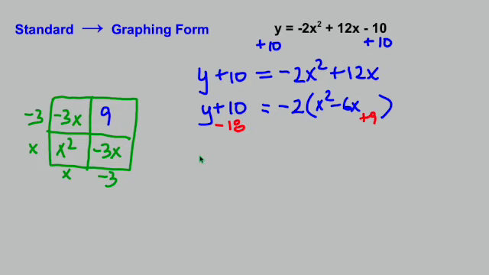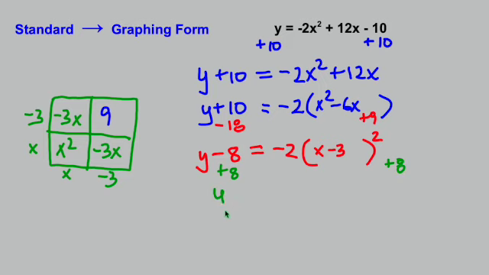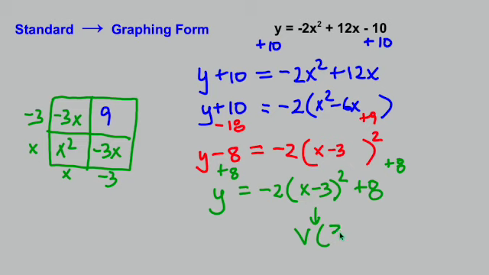I'm going to add these together. I get y minus 8 equals negative 2, and then I'm going to write x squared minus 6x plus 9 as a perfect square. So that will be the quantity x minus 3 squared. And then finally, to wrap this all up, I'm going to add 8 on both sides, and therefore I get y equals negative 2, the quantity x minus 3 squared, plus 8. And now that we're in graphing form, aka vertex form, our vertex is going to be 3, because that makes this equal to 0 if x is 3, comma 8. So that would be our vertex.